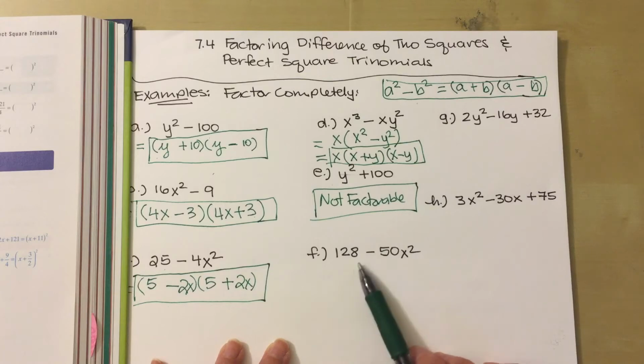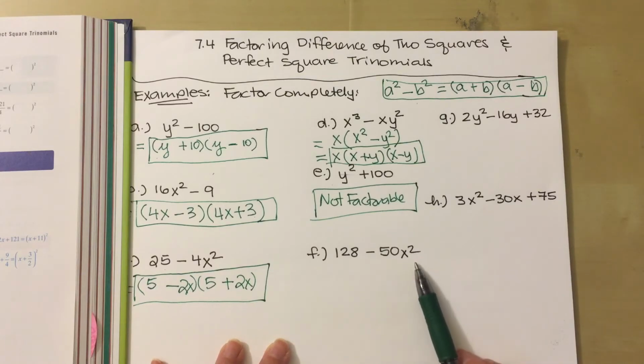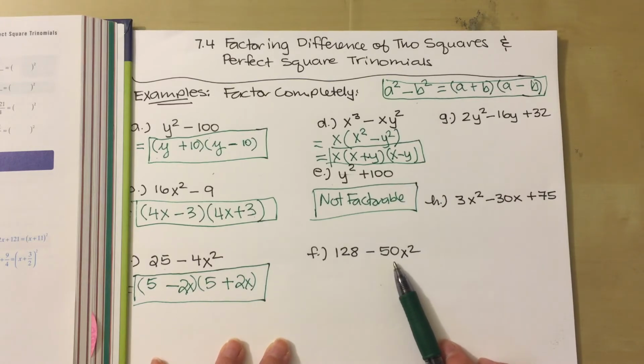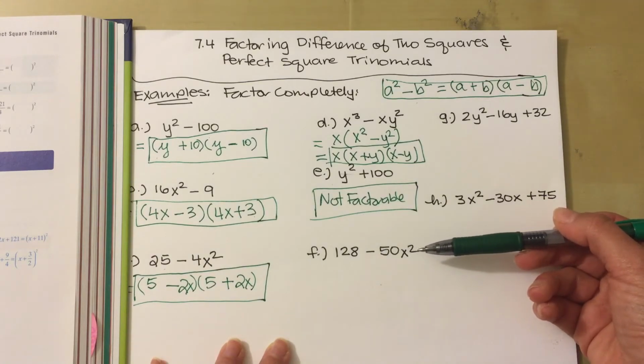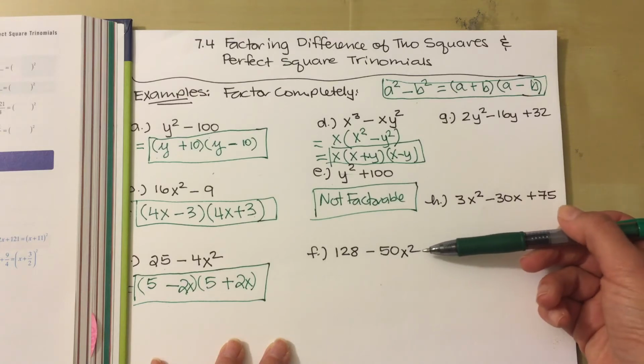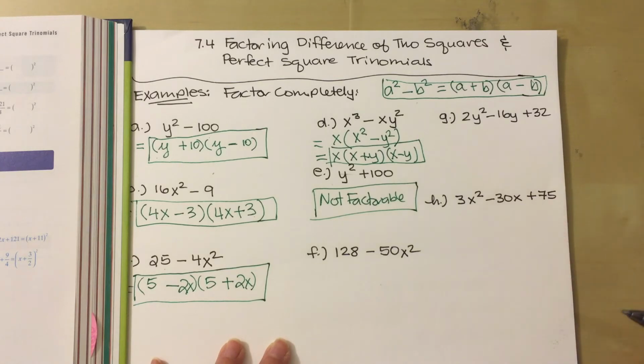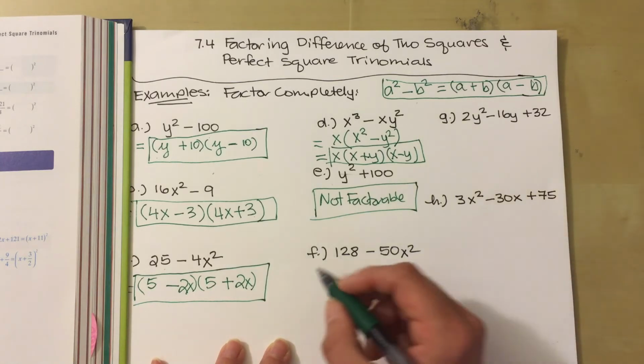Next example, 128 minus 50x squared. We have two terms, we have a difference. However, 50 is nothing squared. There's no number I can multiply with itself to get 50. The same thing applies to 128. 50 and 128 are not perfect squares. So let's look. Maybe there's a GCF. If we look at this carefully, we notice that there actually is a GCF of 2. We have to factor that first.